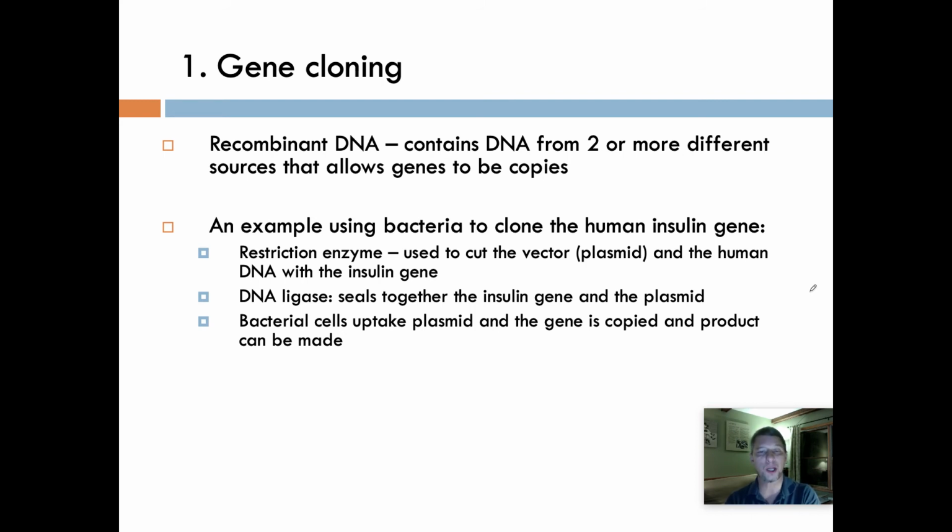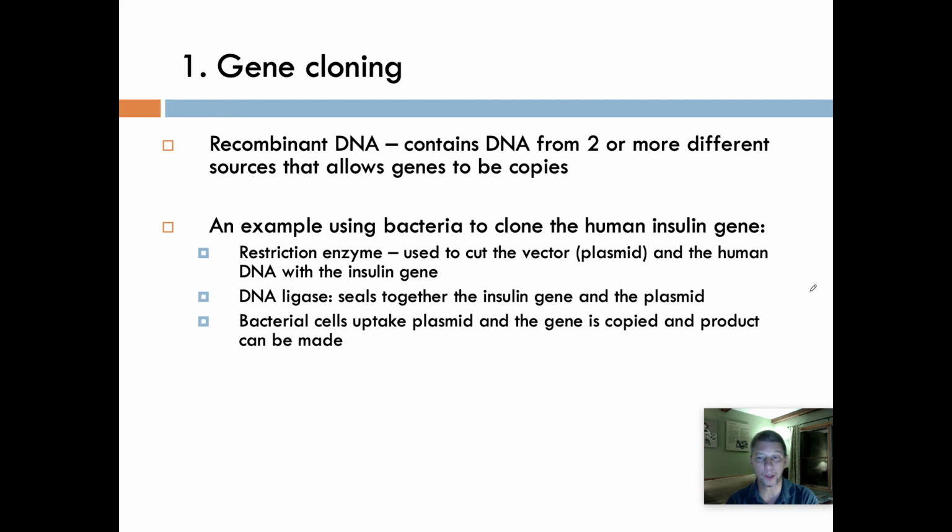You find a restriction enzyme that's used to cut the vector, or the bacterial plasmid, and the human DNA that contains the insulin gene. Now, restriction enzymes are naturally found in most bacteria. They use them to destroy viruses. What the enzymes do is simply cut the DNA molecule into two or more pieces. We then use an enzyme called DNA ligase to seal together the insulin gene and the bacterial plasmid. The bacterial cell then takes up the plasmid.